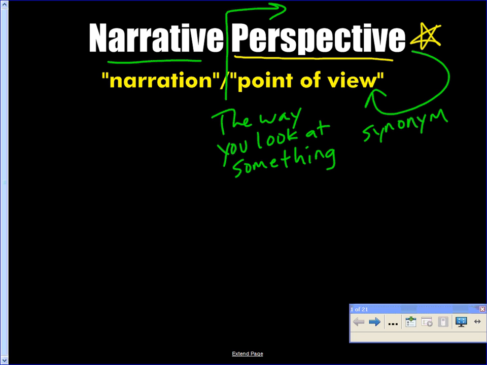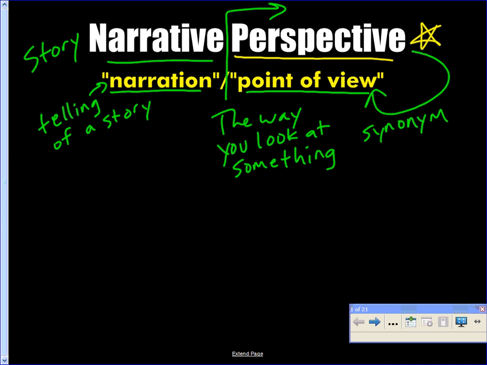The word narrative, we've already talked about, means story. So narrative means story. Narration is the telling of a story. So the word narrative perspective means the way you look at a story. Narration is the telling of a story, kind of the way a story is told, and point of view just means, well, point of view. You'll see point of view often. In fact, you probably saw it on the OA practice test we were working on yesterday.